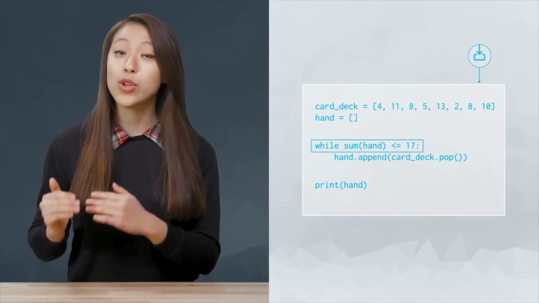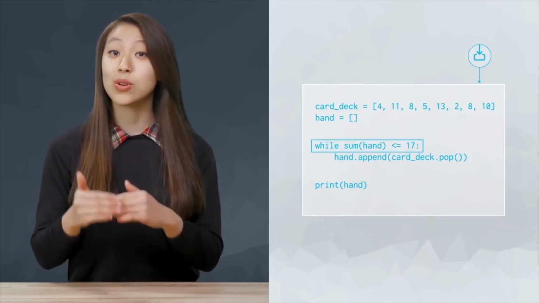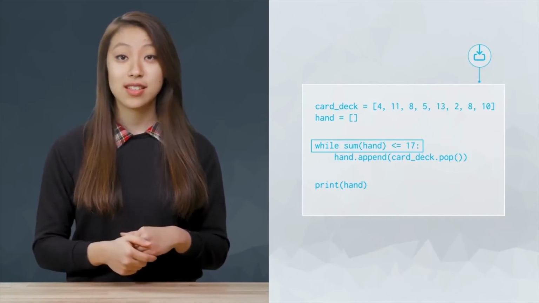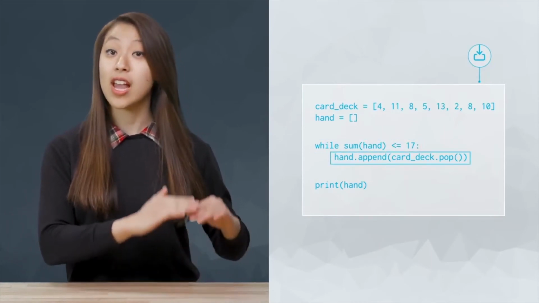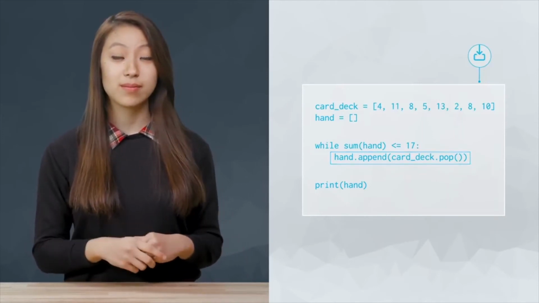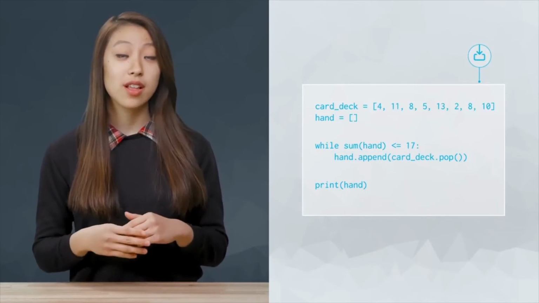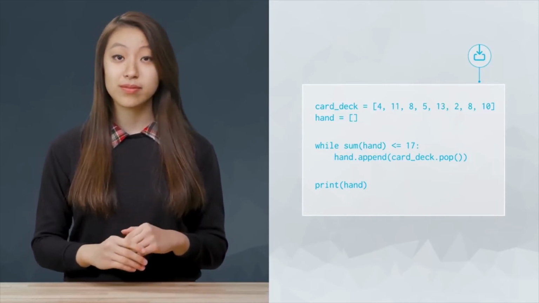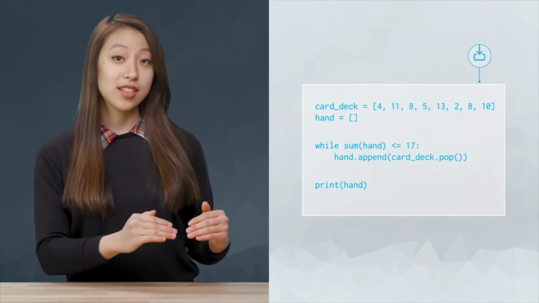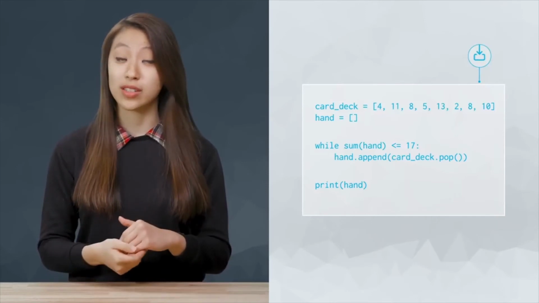In this line, we are computing the sum of the list hand and checking if that is less than or equal to 17. In this line, we are popping the last element from card_deck and appending that to the hand list. Let's talk about how this while loop works. The while keyword indicates that this is a while loop. Next is the condition. In this example, sum(hand) is less than or equal to 17.